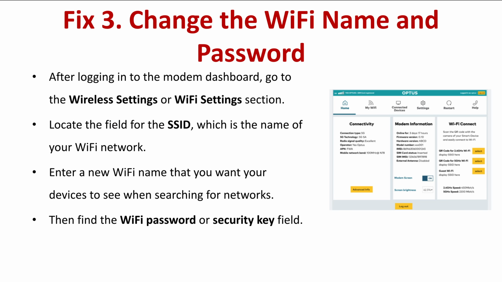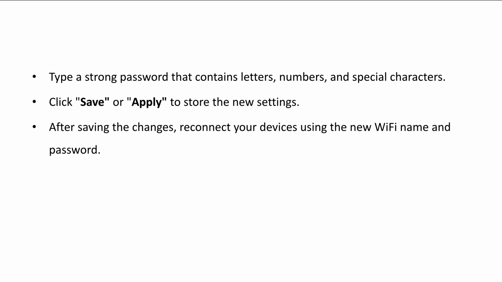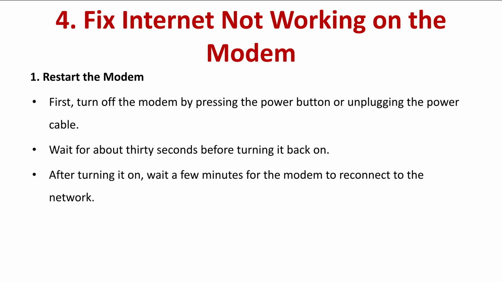Then find the Wi-Fi password or security key field. Type a strong password that contains letters, numbers and special characters. Click save or apply to store the new settings. After saving the changes, reconnect your device using the new Wi-Fi name and password.